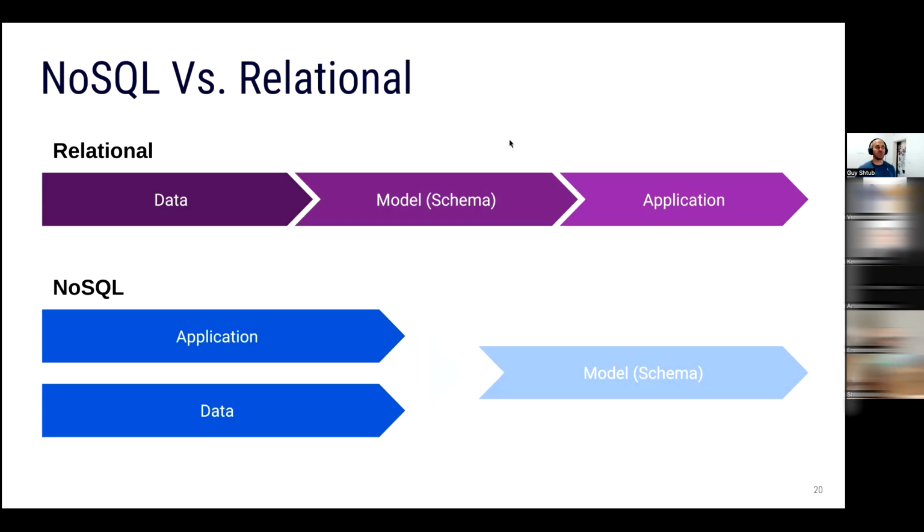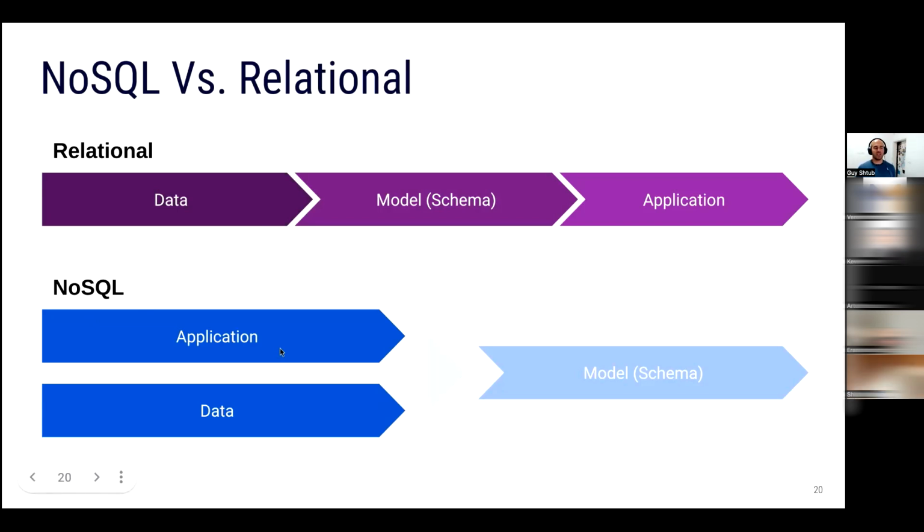Typically in relational databases, and again, this is a simplification, we first of all think about our data. We look at the different entities. We create an entity relationship diagram. We look at the relationships between the different entities. From that, we derive our schema. And finally, we look at our queries. So that's in relational.